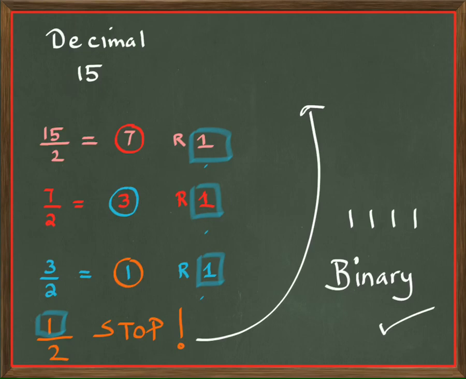Now this orange quotient, I cannot proceed any further because 1 is smaller than 2, so I would stop over there. That quotient that is left, that is my first figure. Then this one, then this one, then this one. Therefore, the answer is read starting from the bottom all the way up. Look at the direction of the arrow. So 1, 1, 1, 1. That is my binary number.